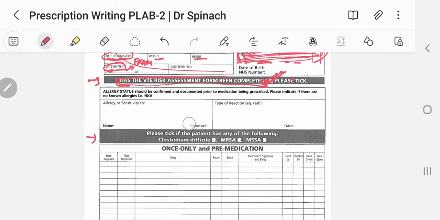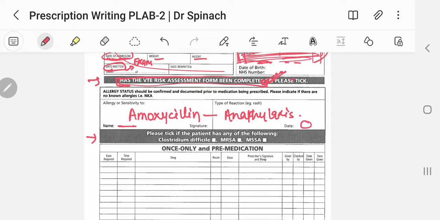Now, if the task mentions the patient has an allergy, then you will write the name of the drug the patient had an allergy to, amoxicillin or penicillin, and the type of reaction the patient had, anaphylaxis, rash, whatever, and then your name and your signature and the date.